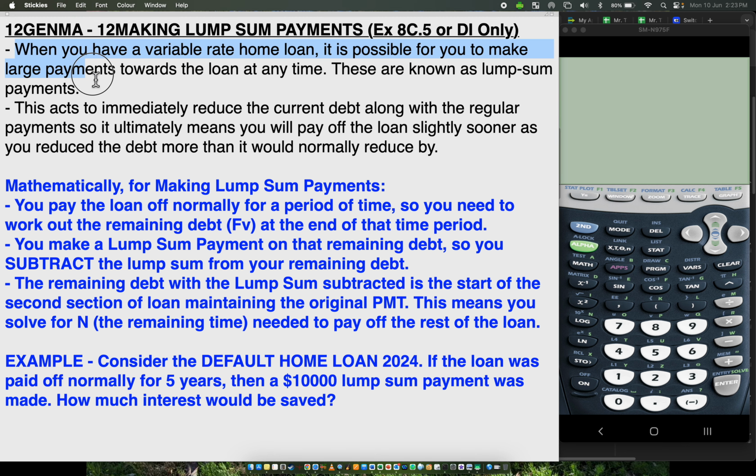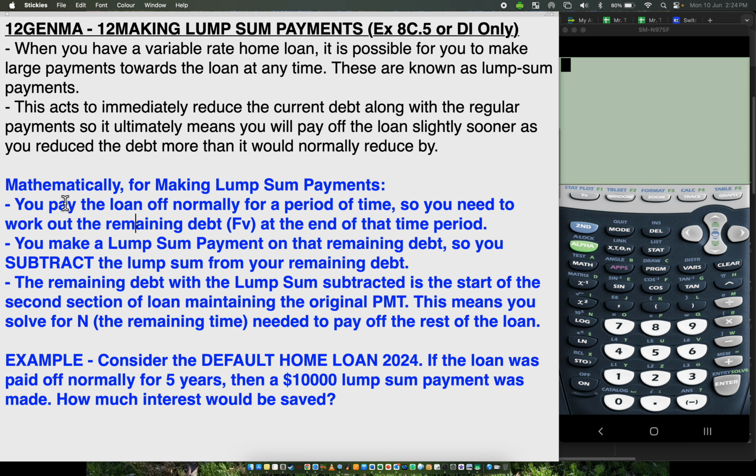So when you've got a variable rate home loan, it's possible for you to just choose to make large payments towards the loan at any time. These are known as lump sum payments. If you run into money, you could do that. Sell a car, maybe you could do that. This acts to immediately reduce the current debt along with the regular payments that you're doing anyway. So it ultimately means you're going to pay off the loan slightly sooner, as you reduce the debt more than it would normally reduce by because of payments alone.